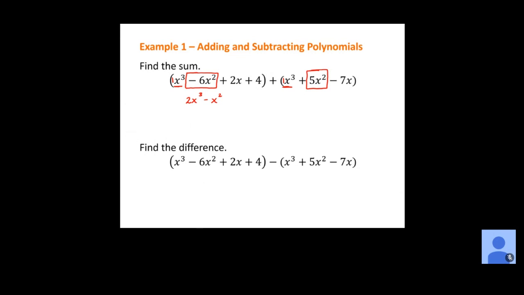Okay. Do we have any other terms we can combine? Good. We have a positive 2x and a negative 7x. So if I combine this positive 2x and this negative 7x down here, what's that going to give us? Negative 5x. Perfect. We're going to have negative 5x or just minus 5x.